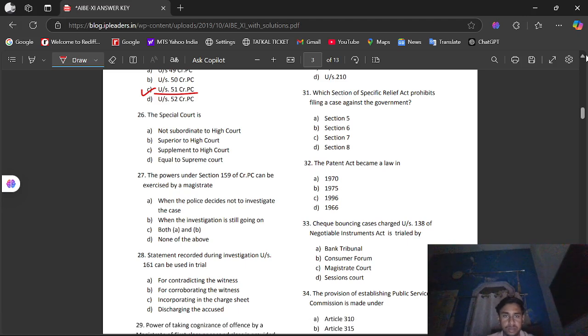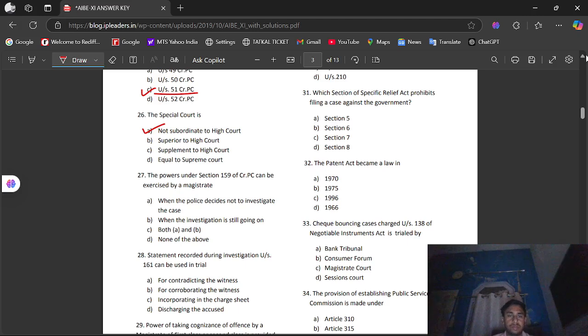Question number 26. The special court, option A, not subordinate to High Court, option B, superior to High Court, option C, supplement to High Court, option D, equal to Supreme Court. The right option is option A, not subordinate to High Court.